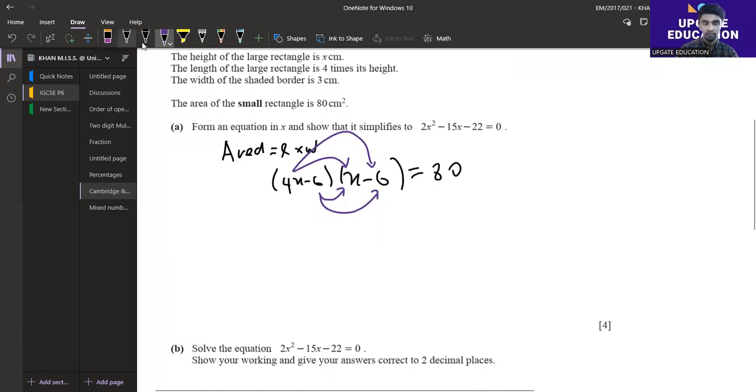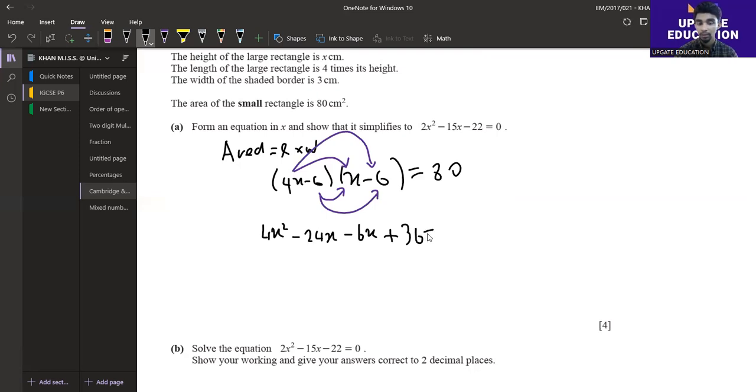Now I'm going to multiply 4x into x. Both are positive numbers, so it would be 4x squared. And then 4x into minus 6: 4 into 6 is 24, so minus 24x. And minus 6 into x, that is minus 6x. And minus 6 into minus 6, two same symbols, so it would be plus 36, which is equal to 80.